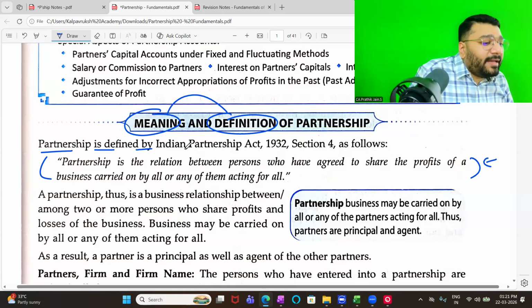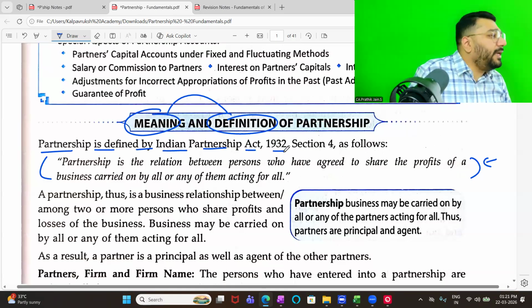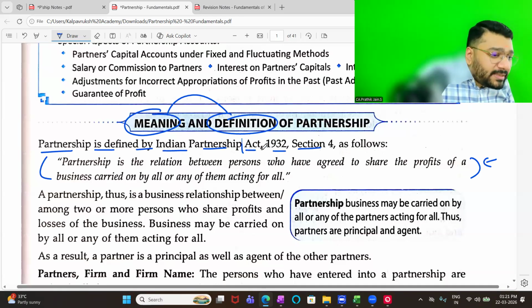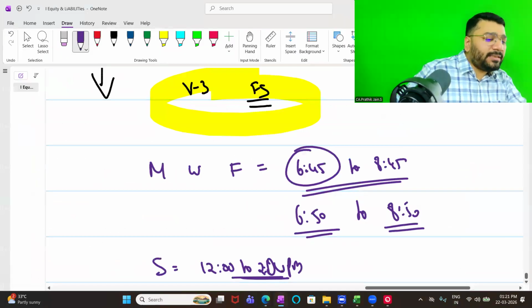Partnership is defined by the Indian Partnership Act 1932 under Section 4, which is as follows. My first question to all of you, what is the meaning of Act? What is the meaning of Act?